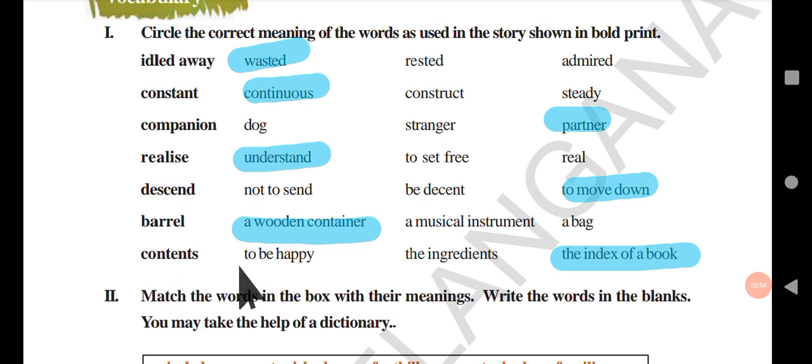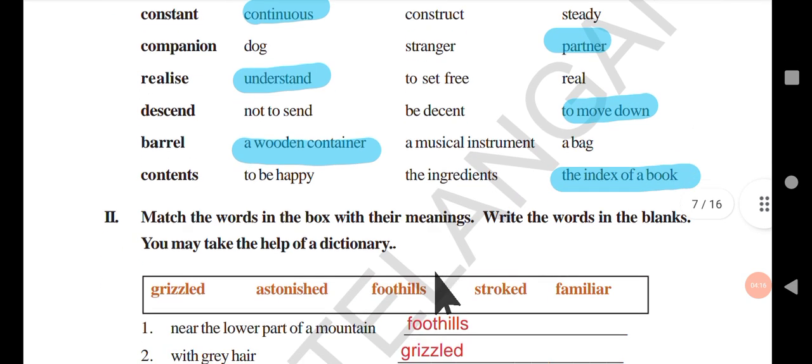Next, contents. Contents is to be happy, the ingredients, the index of a book. Contents is the noun form, content is also there, that is the verb form. In this, contents is nothing but the index of a book, or sometimes contents also means the ingredients. Either of that is meaningful.